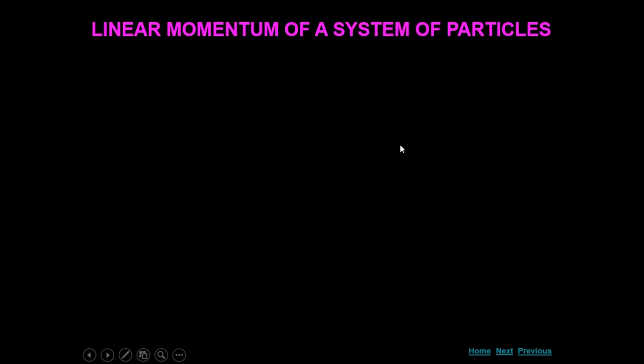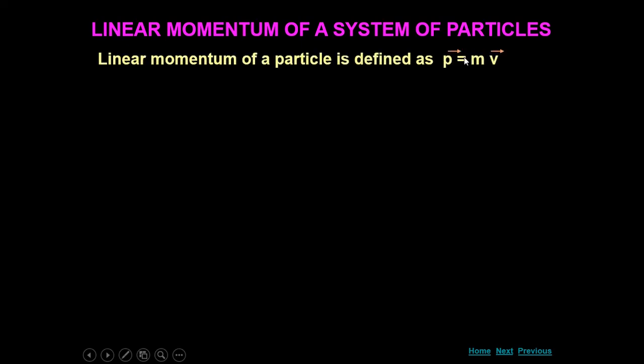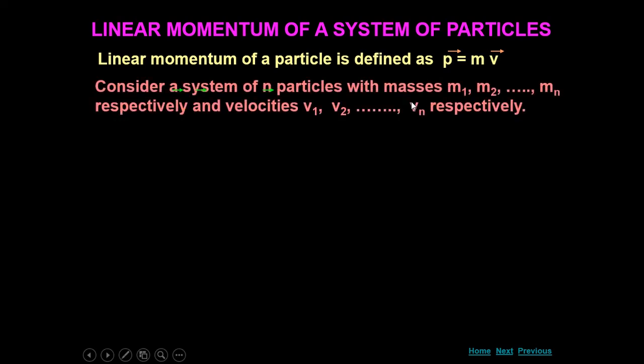Now we will start with another concept, linear momentum of system of particles. We have already studied it. Linear momentum means it's the product of mass and linear velocity. ಲೀನಿಯರ್ ವೆಲಾಸಿಟಿ ಮತ್ತು mass ಅನ್ನು ನೀವು ಎರಡನ್ನೂ ಗುಣಾಕಾರ ಮಾಡಿದರೆ, if you take the product of mass and linear velocity, then you get linear momentum. Linear momentum is also a vector quantity.